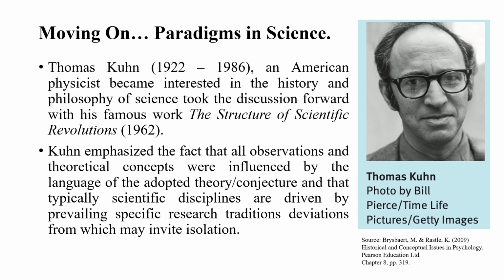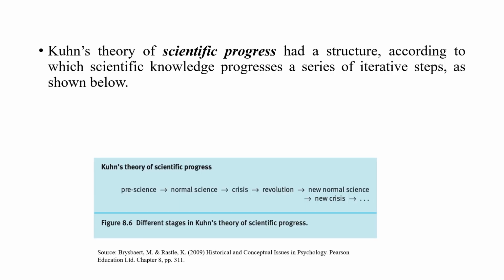All right. So Kuhn emphasized that all observations and theoretical concepts are to a certain extent influenced by the language of the adopted theory or conjecture, and that scientific disciplines are typically driven by prevailing traditions and conventions within their disciplines. In some sense, if you deviate from these conventions, it invites isolation and ostracization and so on. So Kuhn provides a framework that allows us to observe this exercise of falsification in more context. Let us look at that.